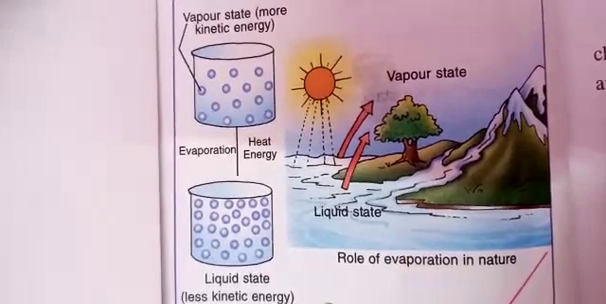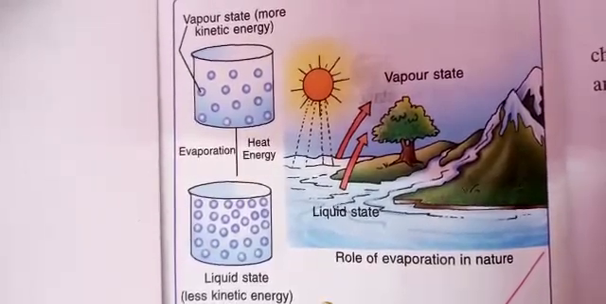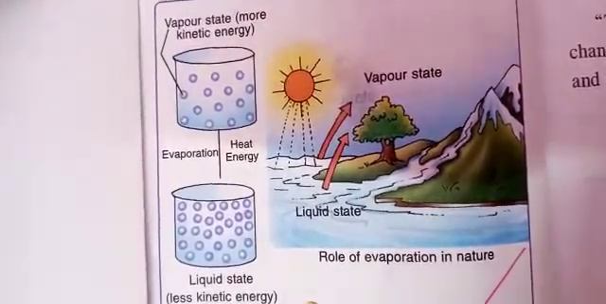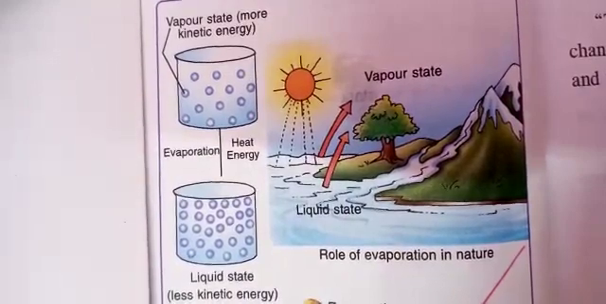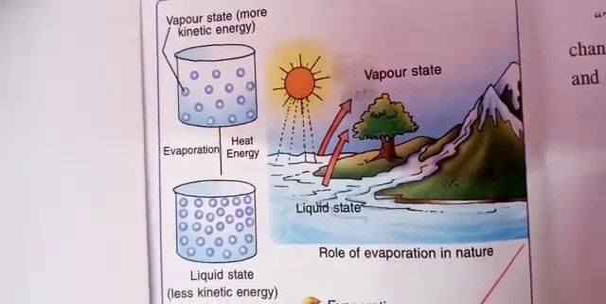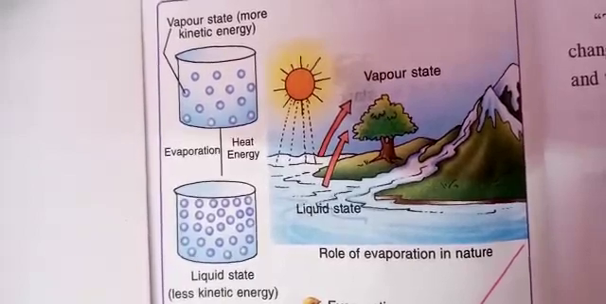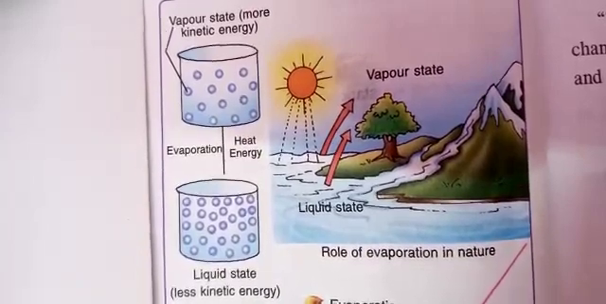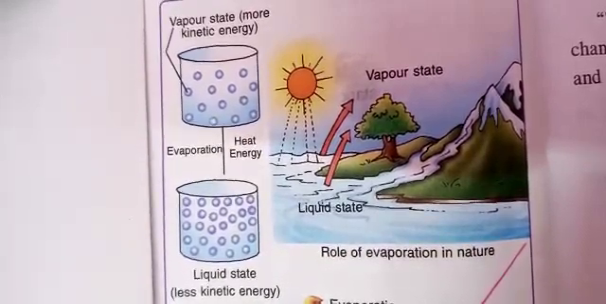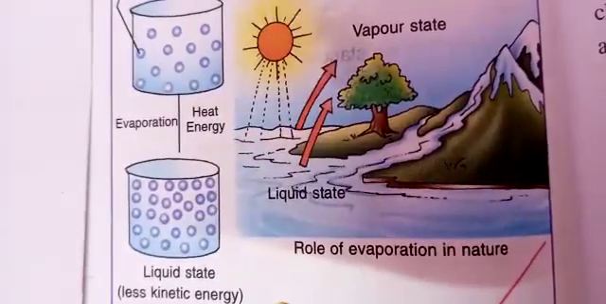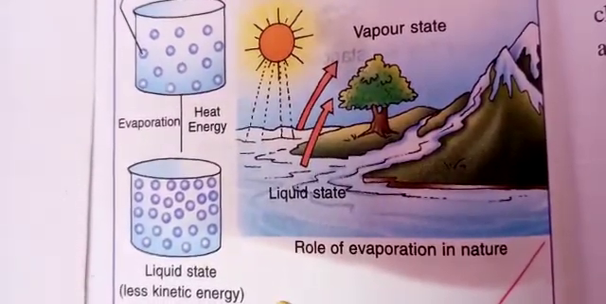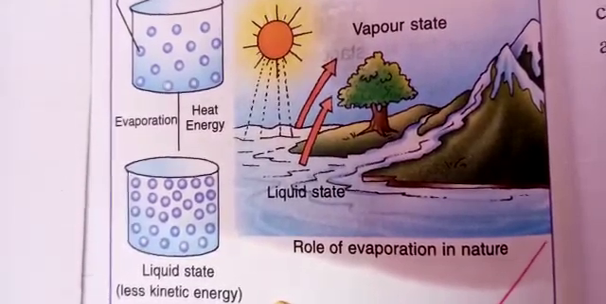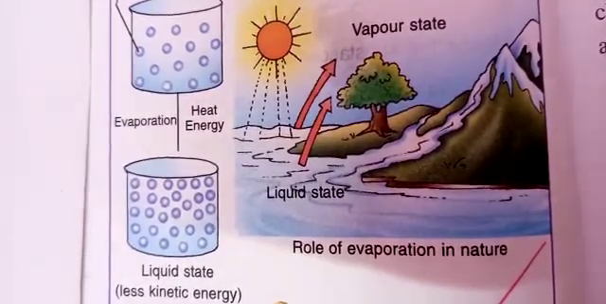Now evaporation. Evaporation is the process in which a liquid changes into vapor. When heat is applied to a liquid, kinetic energy increases and the forces of attraction between the molecules decrease. And these molecules leave the surface and change into the vapor state. When temperature is increased, the particles gain more energy. So their tendency to escape increases. So the rate of evaporation increases with the increase of temperature.